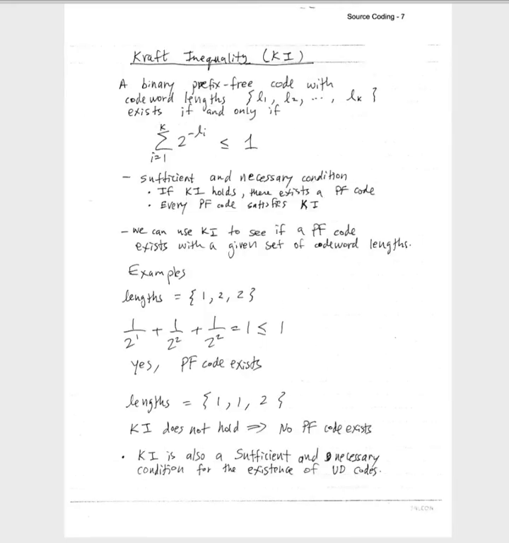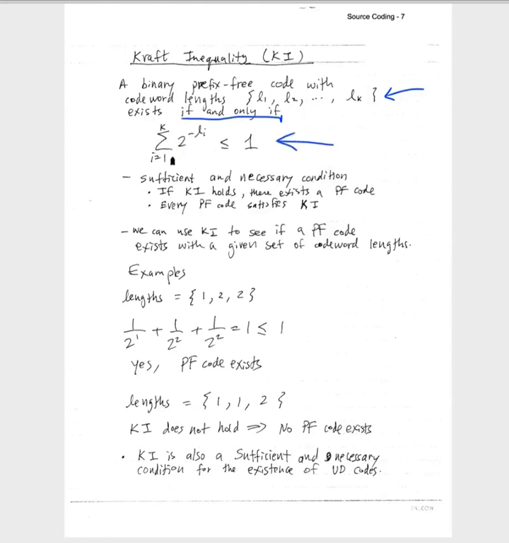There's a very useful result called the Kraft inequality. It's named after somebody called Kraft. In fact, the general version of this is something called the Macmillan-Kraft inequality, because what Macmillan did was he generalized it. But what Kraft proved is that a binary prefix-free code with code word lengths L1 through LK exists if and only if, very strong condition, if and only if this is true.